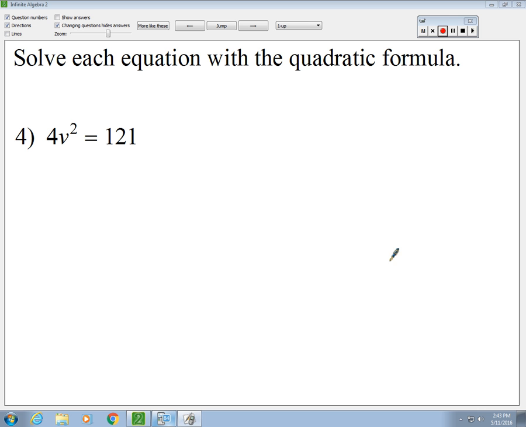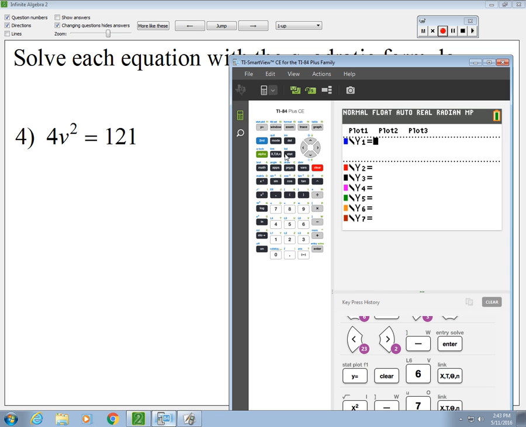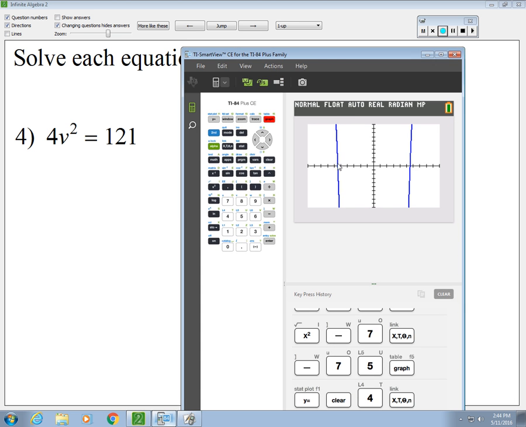Or a third method, once you had rearranged it into standard form, you could have graphed it. Okay, so let me show you what it would have looked like. Y equals 4x squared minus 121. It crosses 2 times because it's degree 2, at negative 5.5 and positive 5.5. Okay, so really that would be the easiest.